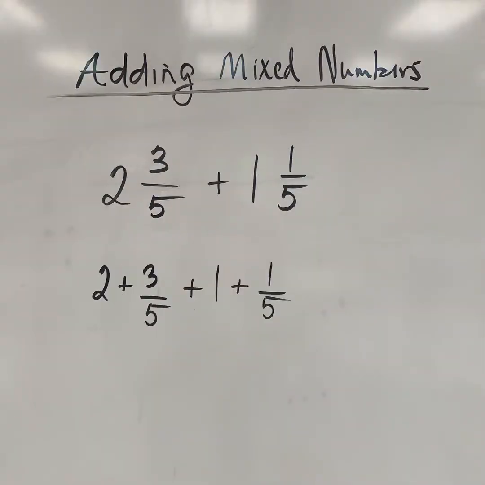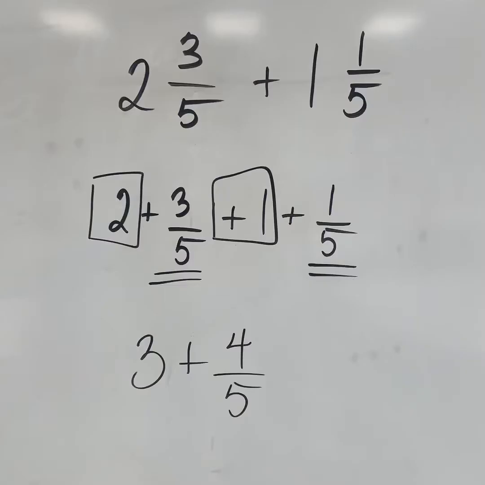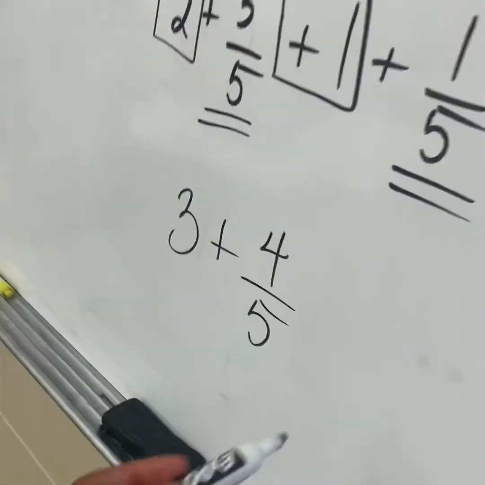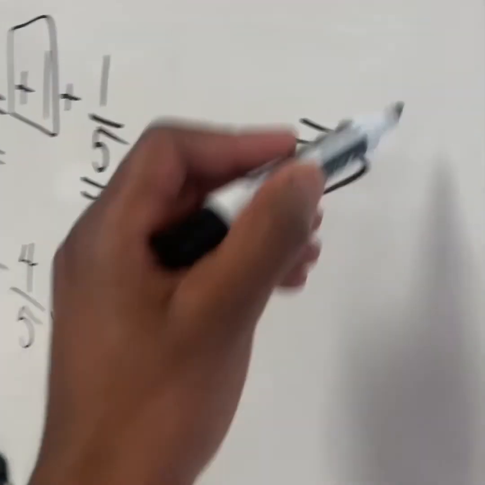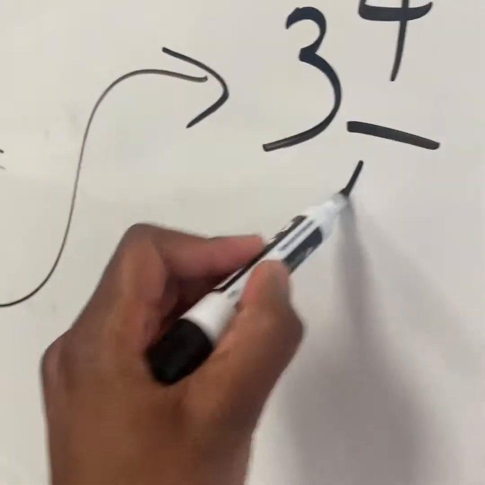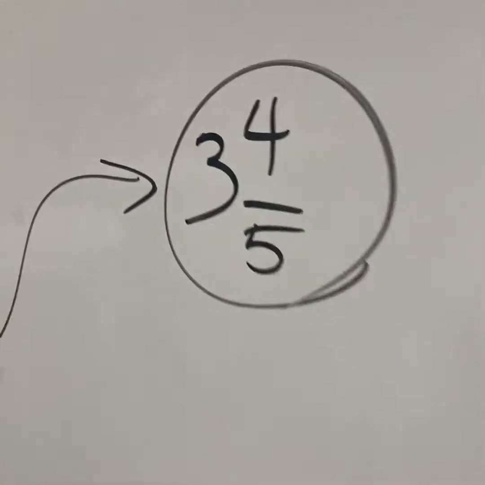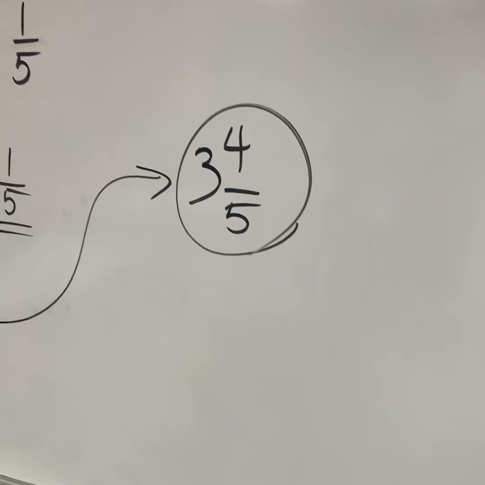Now let's get all of the plus signs showing. So I put my whole numbers in a box, and 2 plus 1 is 3. I underlined my fractions, and 3/5 plus 1/5 is 4/5. So that gives me a result of 3 plus 4/5. All right, so that means my final answer should be written like 3 4/5 as a mixed number. And there's your answer, 3 4/5.